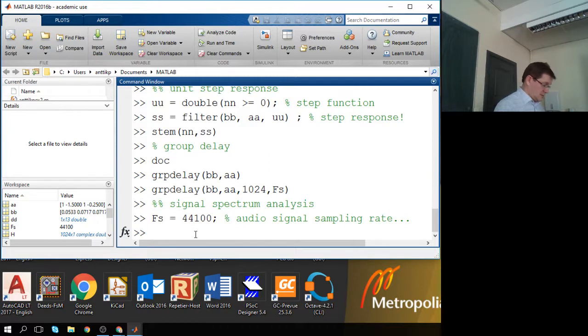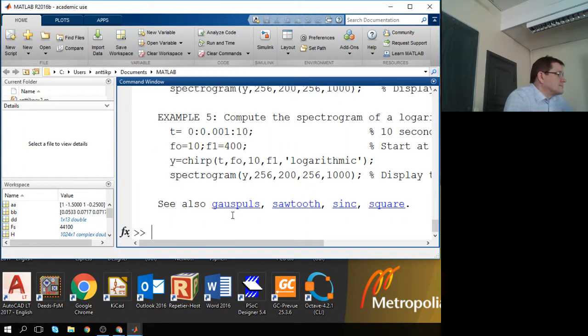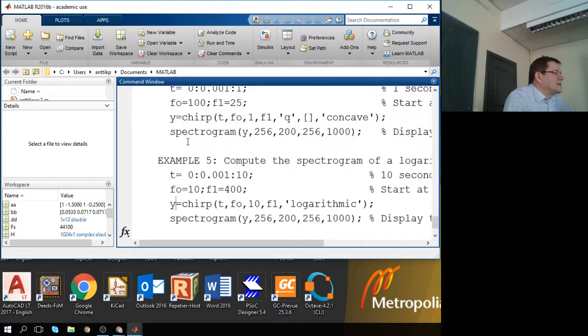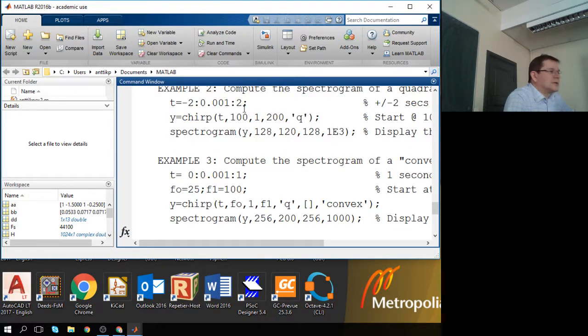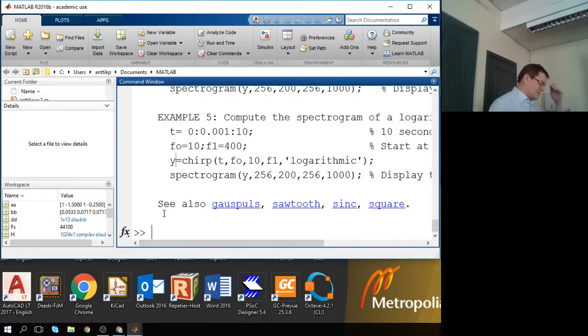So my signal, wait a minute. I need to find out the chirp. Help on chirp. Hey, that's nice. T is 10 seconds long, F0 400 Hz. Anything else? Okay. Well, I'll just use that one. Not the examples here.